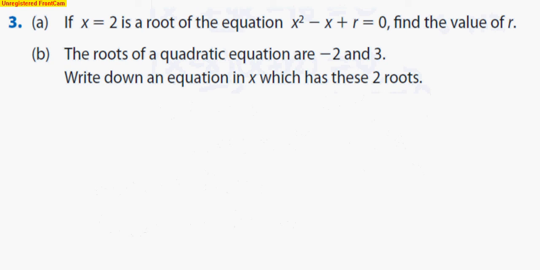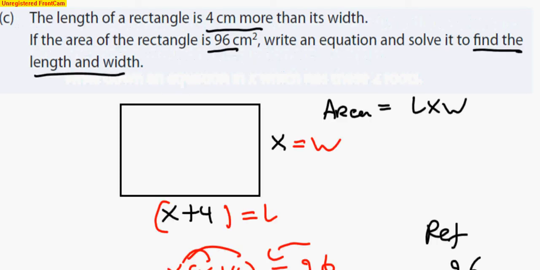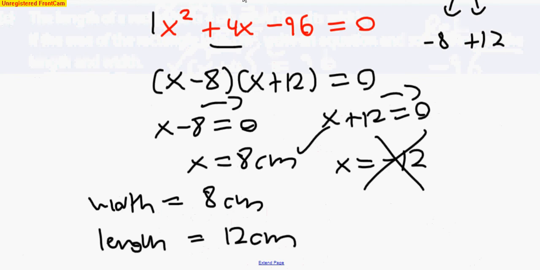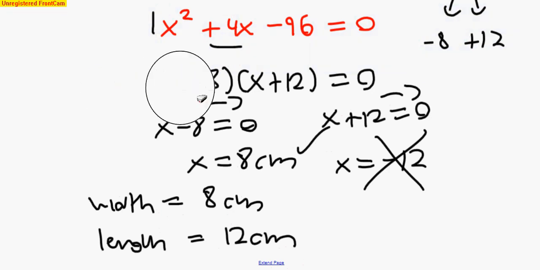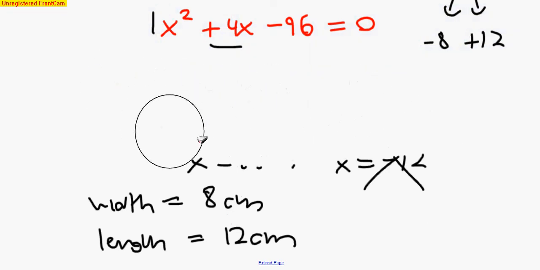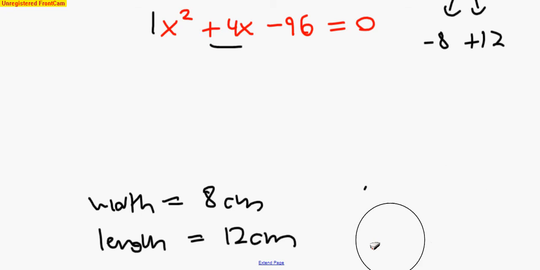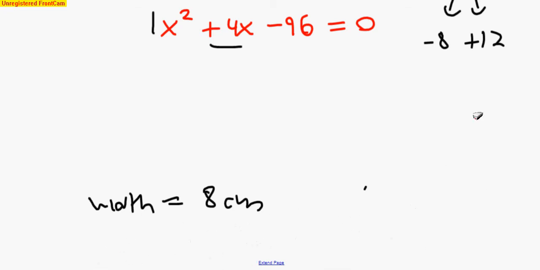Okay, next question. If x equals 2 is a root of the equation x squared minus x plus r, find the value of r. Now, to show you what a root is, we might just look at the last equation we did. The last equation was x squared plus 4x minus 96, and we said the answer was x equals 8. So this is nothing to do with the question we're being asked. I'm just going to show you what a root is.